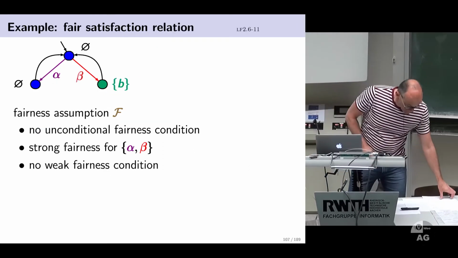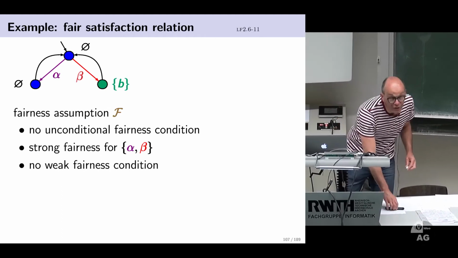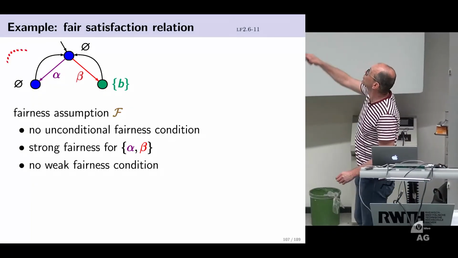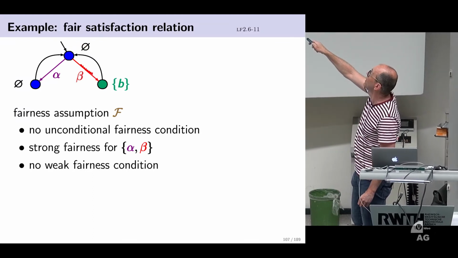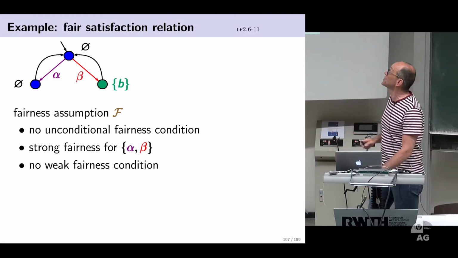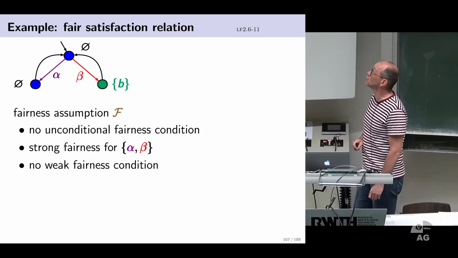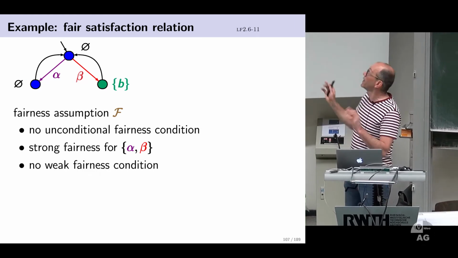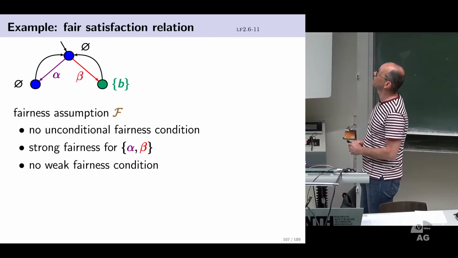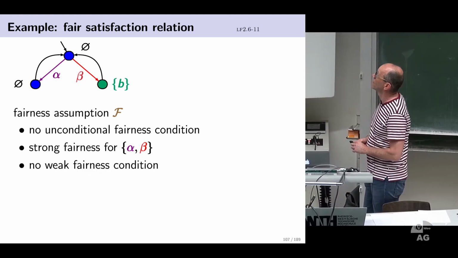Good. Simple example: a three-state transition system, two blue states labeled with the set of atomic propositions, the empty set, and one green state labeled with the singleton set B. Two actions, alpha, beta. The action moving back to the initial state, I did not dare to give a name. It's not so relevant here.